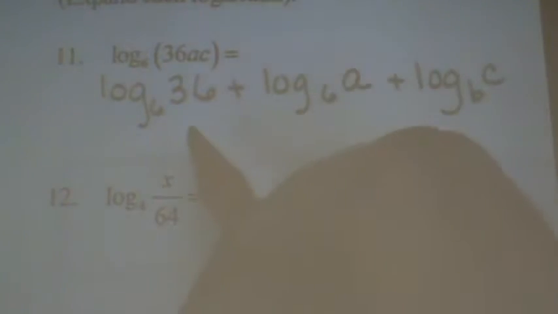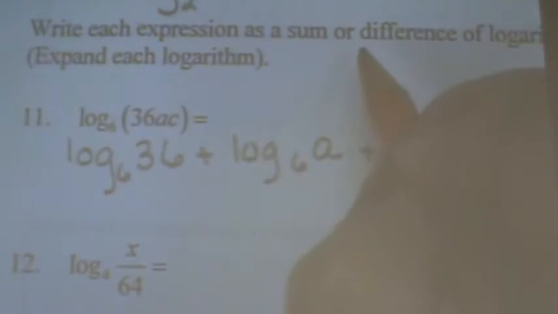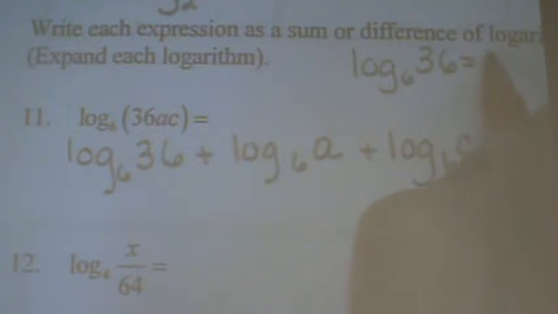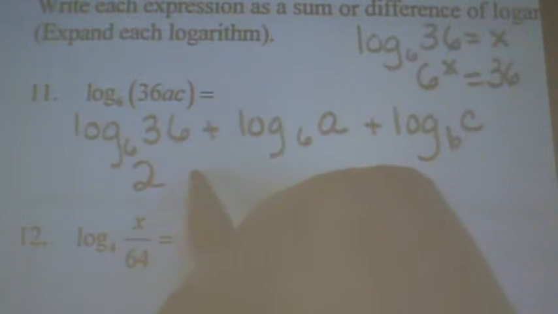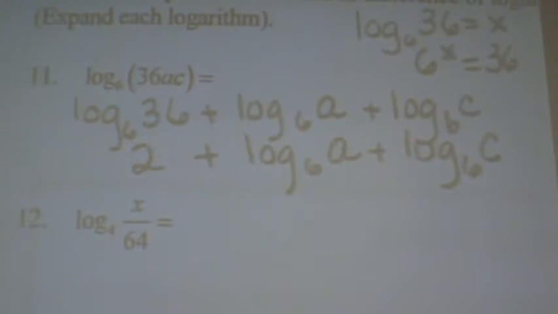If you look at this right here, log of 36 base 6 is equal to what? Well, 6 to the second power is 36. So this is a 2. So to figure out what they are, rewrite them in exponential form.